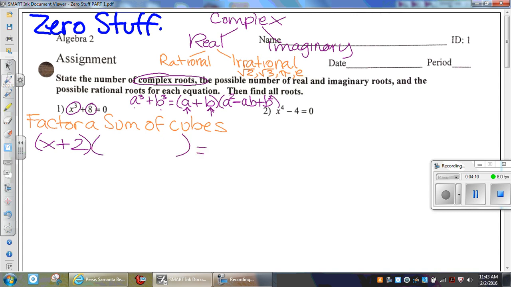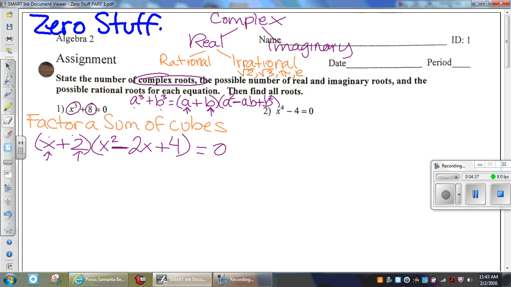Now for the trinomial, we're going to take the x, this term, and square it. So x squared. Then we take this term, the 2, and square it. What is 2 squared? I'm talking about the last one. So 2 squared is 4. And the one in the middle will be the product. So 2x. Positive or negative? Negative.